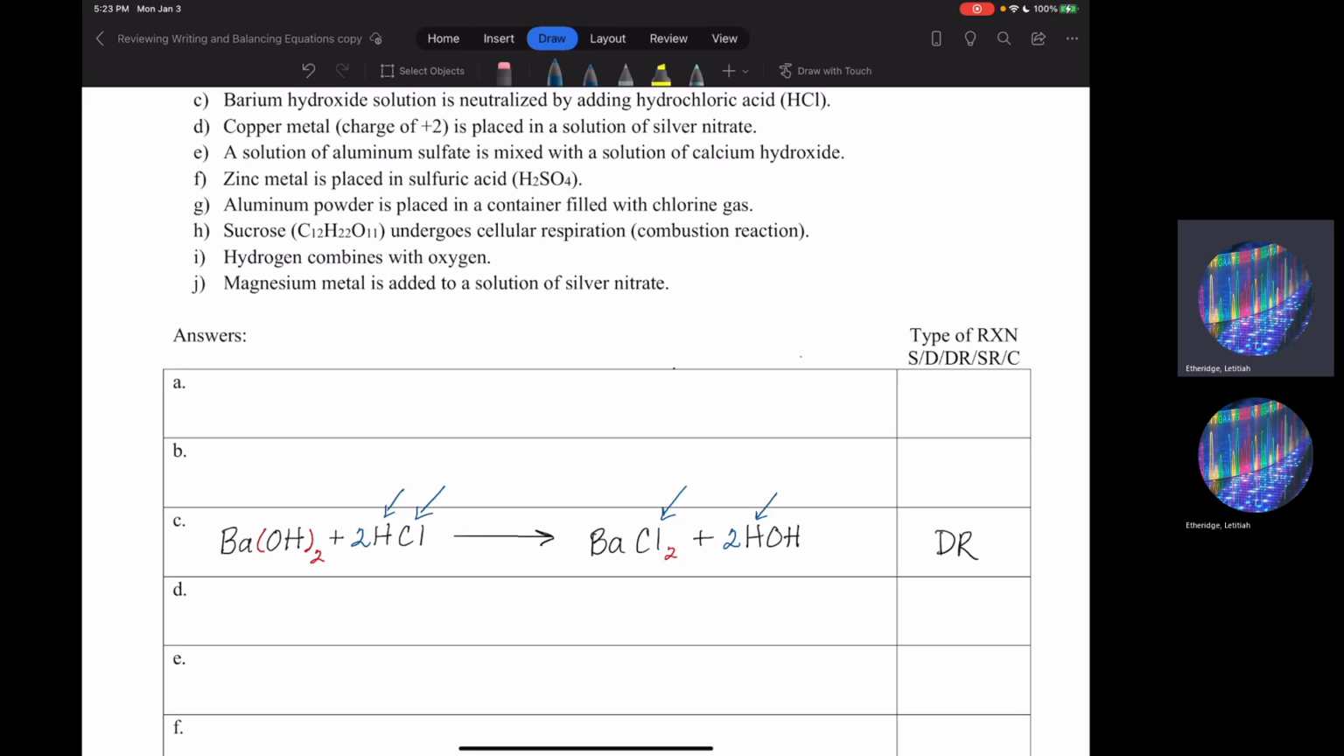And then we just need to check our other problem child, which is hydroxide. And now I have 2 here. And now because of this coefficient, I have 2 here. That is your balanced equation for a reaction between barium hydroxide and hydrochloric acid. So hopefully that was helpful.